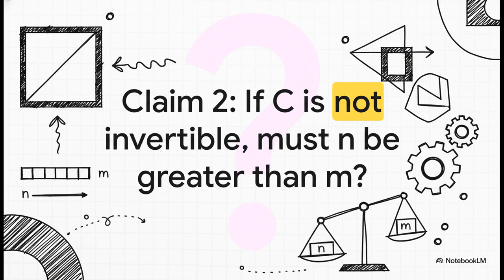All right, so claim 1 was a dud. Let's turn our attention to claim 2. This one feels different. It's not just about properties like invertibility, it's about the very shape and size of the matrices. It's connecting that property to their dimensions, n and m. This feels like a much deeper, more fundamental question.